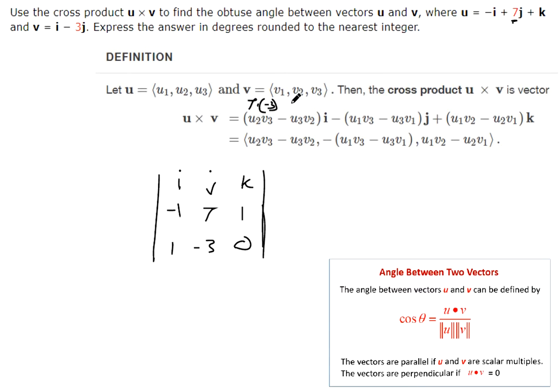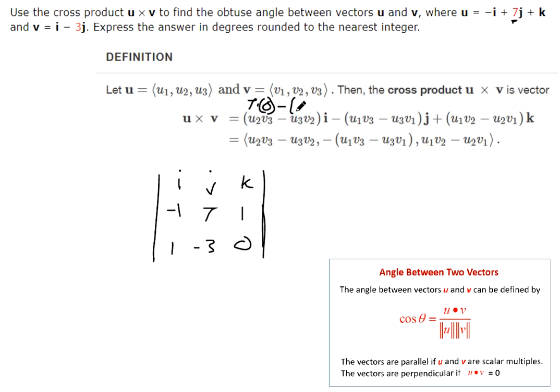u3 means the third coefficient of the vector u, and then v2. Oops, sorry. Here, this is 0 for v3, right? v1 is 1, v2 is negative 3, so v3 would be 0. That's what I wrote down here.